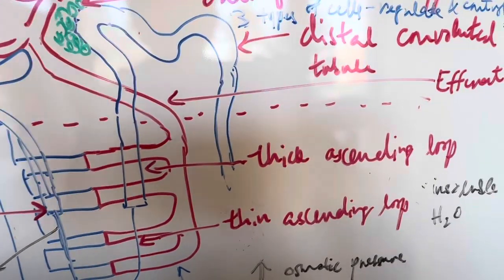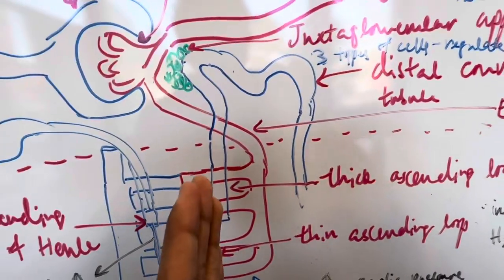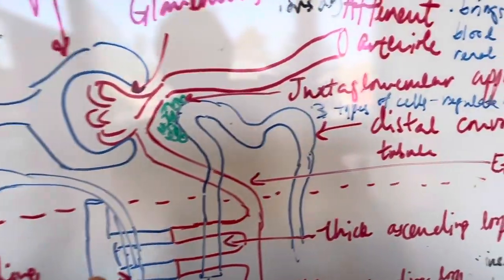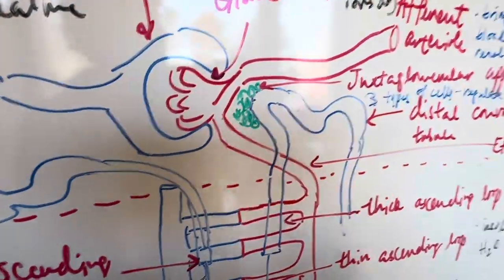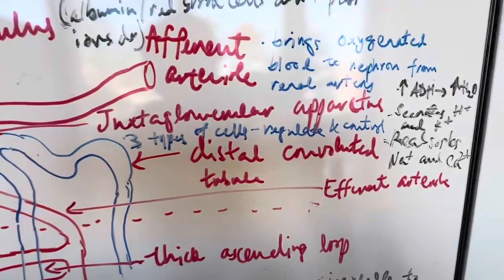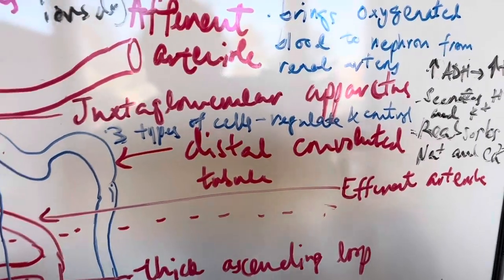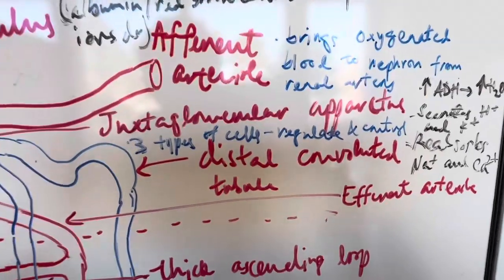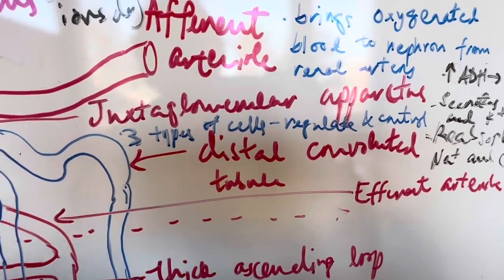Okay, so now from the thick ascending loop of Henle, we're going to go to the cortex of the kidney and enter the distal convoluted tubule. And at the distal convoluted tubule, we're going to have three things. We're going to have the reabsorption of sodium and calcium ions, the secretion of hydrogen and potassium ions, and the absorption of water in the presence of ADH, or the antidiuretic hormone.